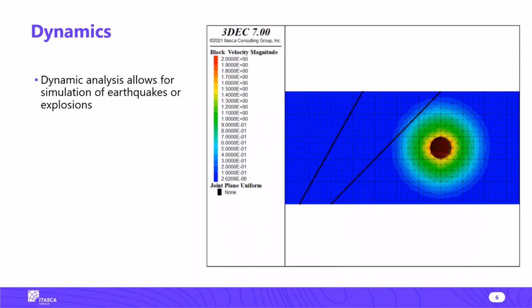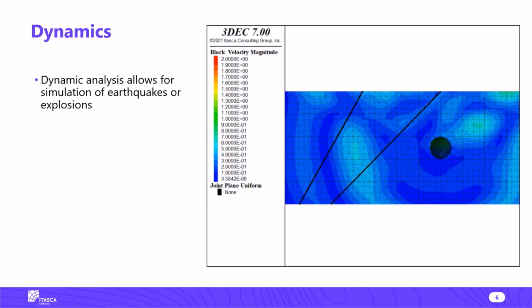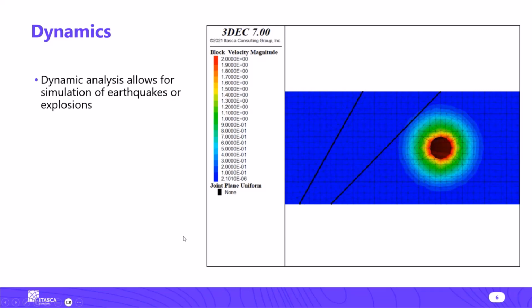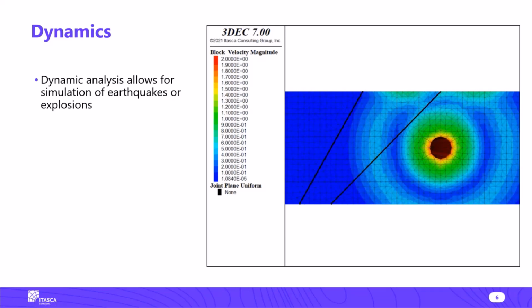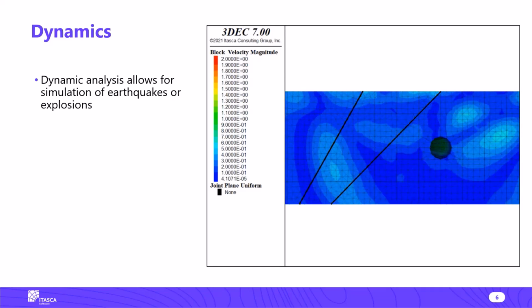And then the last thing I'll talk about is dynamics. Like I said, the explicit solution scheme is very appropriate for modeling dynamic simulation. So often people use this for looking at the effect of earthquakes or maybe some sort of explosion like I'm showing here. And then you can look at the effects of the propagating waves on joint movement or failure or something like that. And so these are things that will be used in the upcoming webinar.